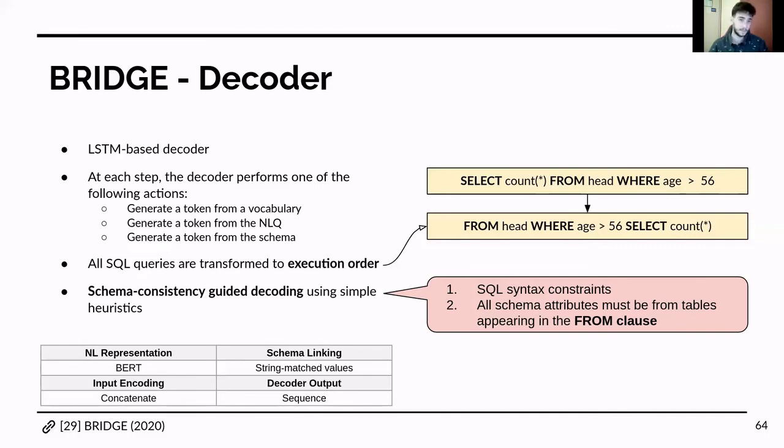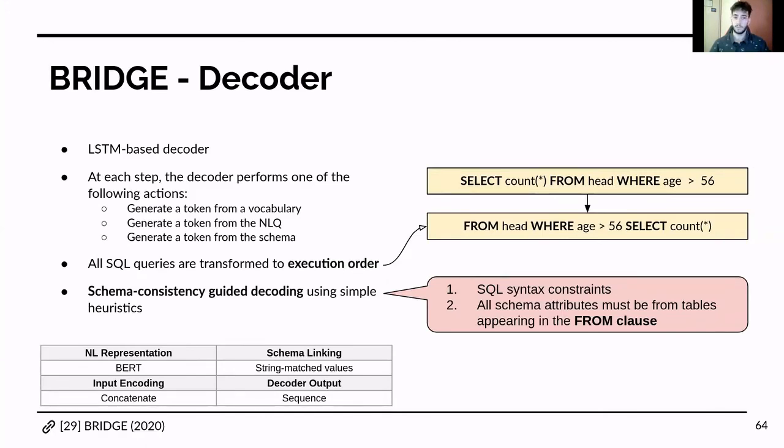So the first thing it does to tackle the drawbacks of a sequence-based decoder is to transform all SQL queries into execution order. So instead of having select, from, and where, it's going to change the order to always start with the from clause, and then the where clause, and then the select clause. And it uses schema consistency guided decoding, as it calls it, which essentially is some simple heuristics that help the system avoid making errors at prediction time. And it includes some SQL syntax constraints, like, for example, since we're predicting an execution order, you cannot predict the select keyword if you have not already finished predicting the from clause, and things like that.